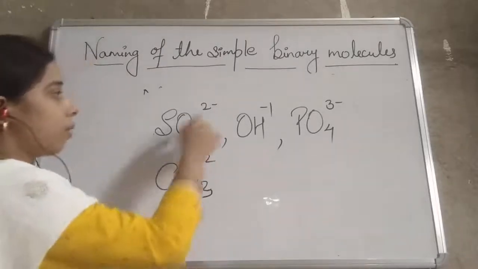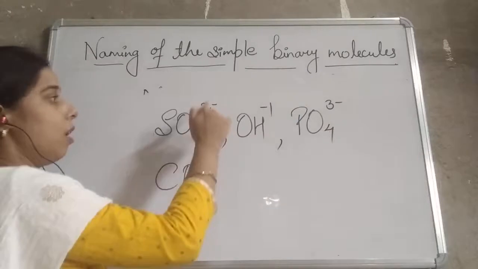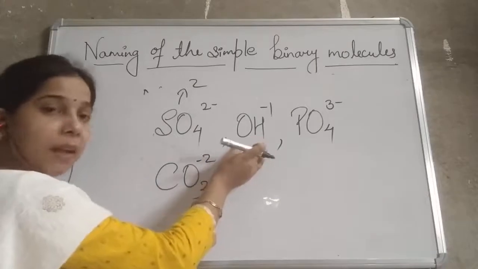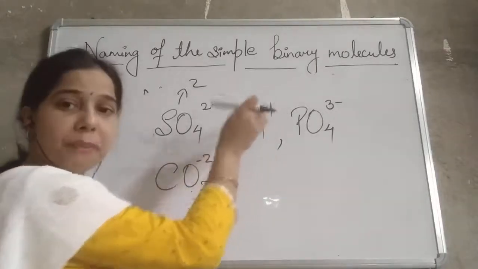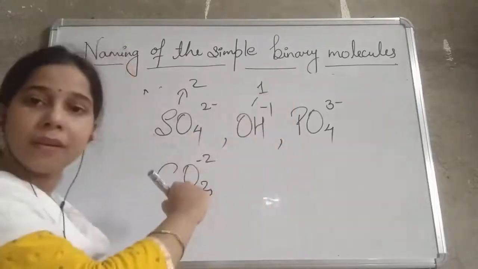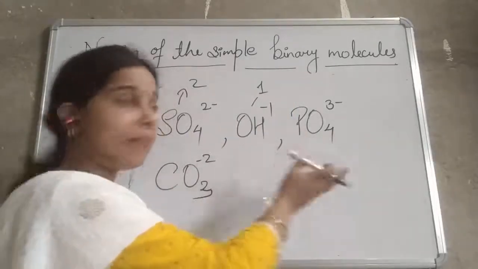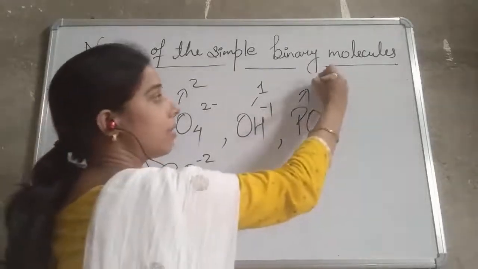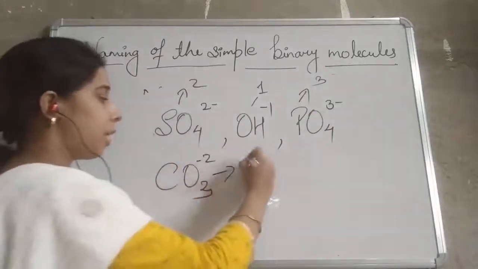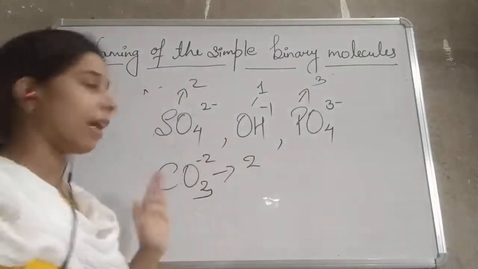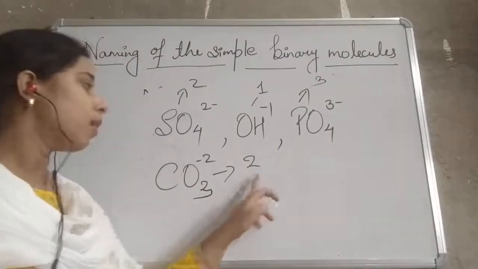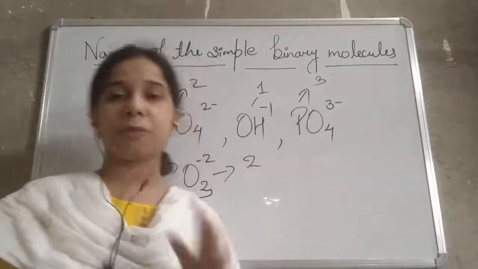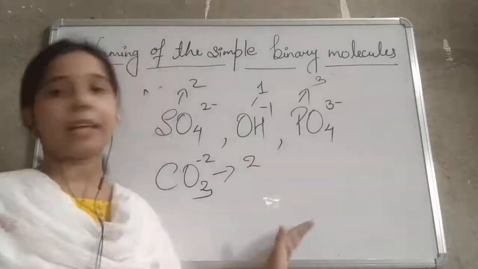So you can see here, since sulfate has the charge -2, the valency of sulfate will be 2. The hydroxide ion has the charge -1, so the valency will be 1. The phosphate ion has the charge -3, so the valency will also be 3. Here also the same: since the charge on carbonate is -2, the valency will be 2. By this you have understood that whatever the charge present on a particular ion will decide the valency.